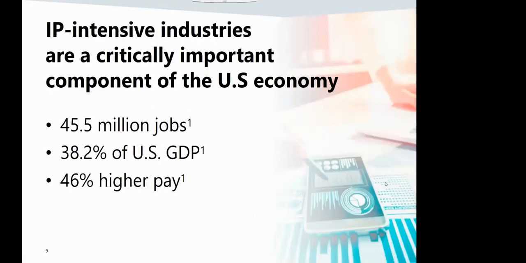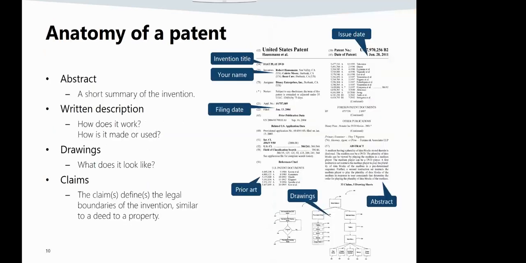And to try to put a number on that, we did a study a few years back looking at what we call IP intensive industries. And we found that there's just over 45 million jobs in the US that are directly supported by industries that rely significantly on patents, on trademarks, and on intellectual property in general, accounting for almost 40% of the GDP in the US. And those industries also correlate to a much higher pay for employees working in those industries. So again, IP is an asset that can add value to your company, and you see that reflected across the U.S. economy broadly.